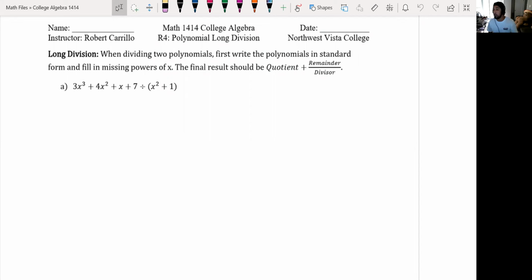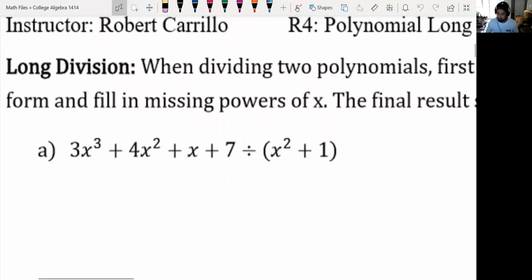When you divide two polynomials, first you must write the polynomials in standard form and fill in any missing powers of x. The final result of your long division should be the quotient plus the remainder over the divisor. And this goes for any long division, polynomial or not. Okay, so before we begin, let's list some important items.